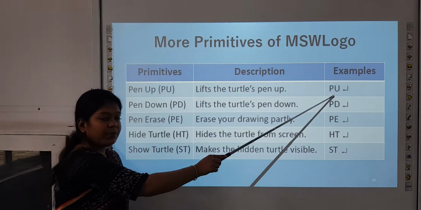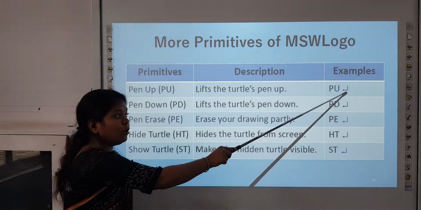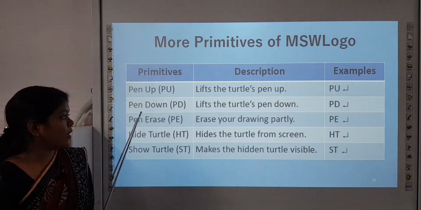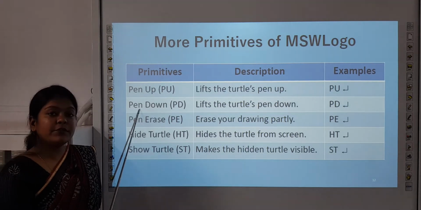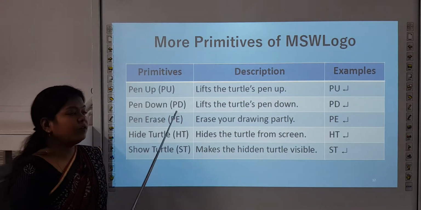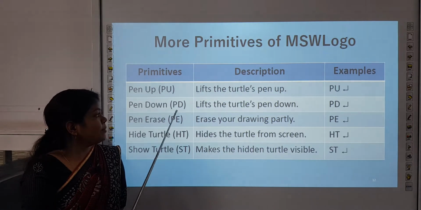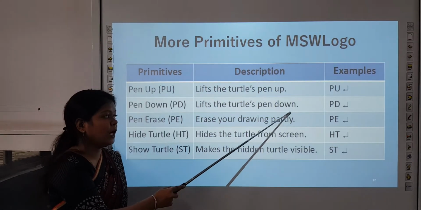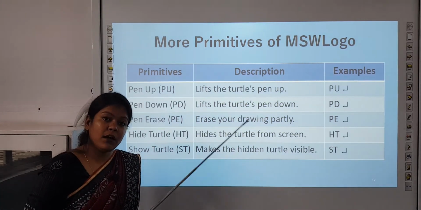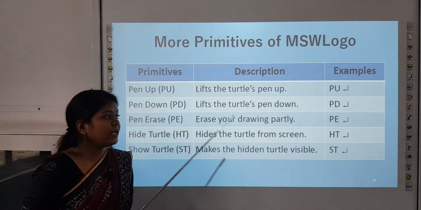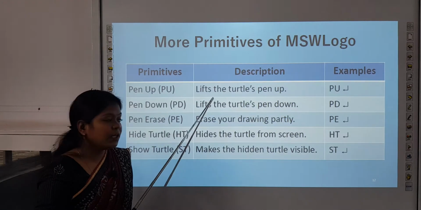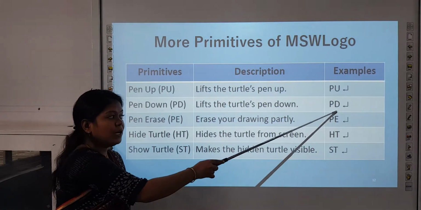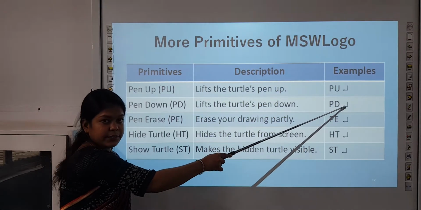So, this is the example: PU and enter, or you can again press the execute button from the command buttons. Next primitive we have is pen down, written as PD. This PD primitive puts the turtle's pen down if it is presently in the up position. ठीक है, अगर वो ऊपर है, हमने पहले उसे up किया हुआ है, then we can put the turtle's pen down. For that you have to write PD and press enter.